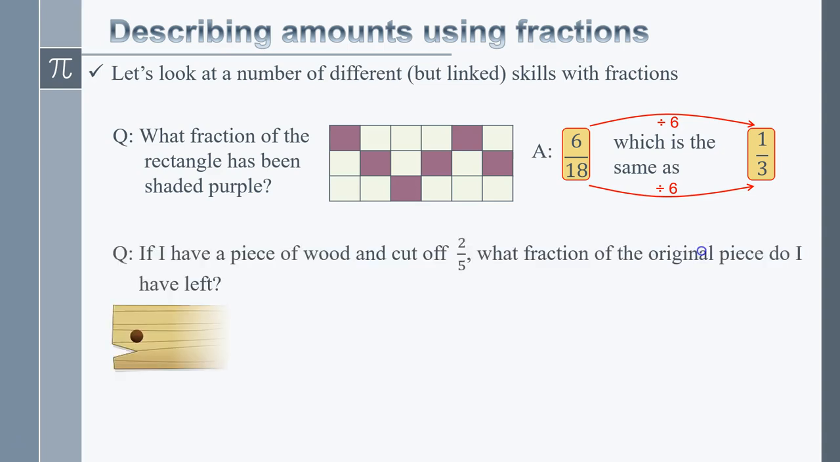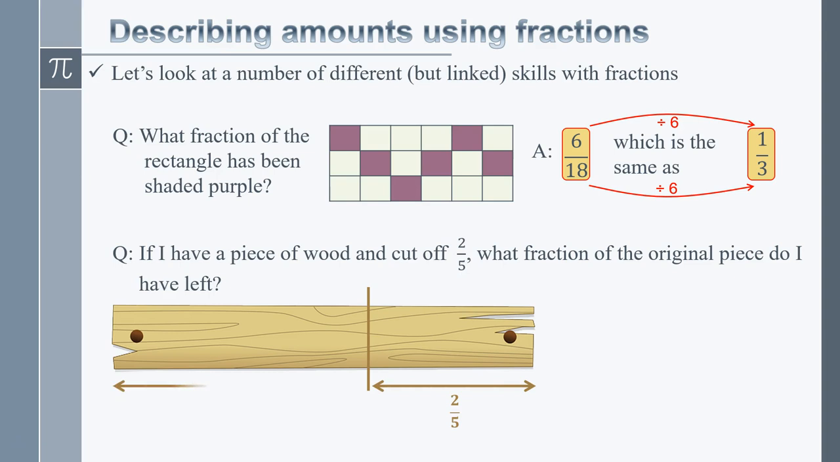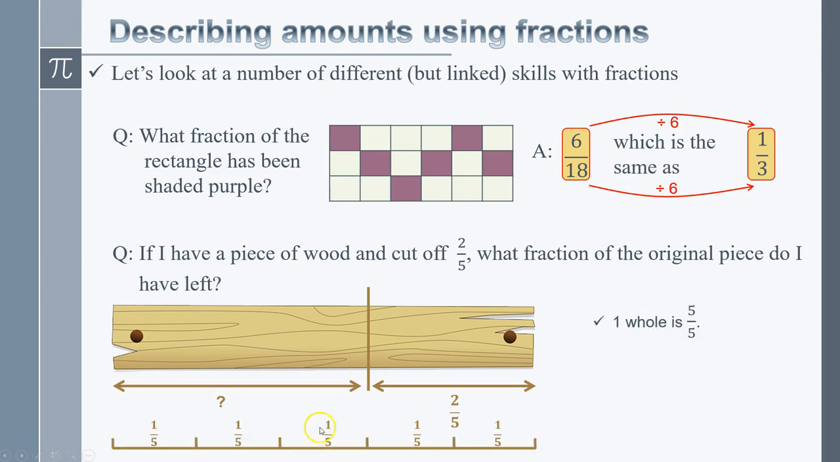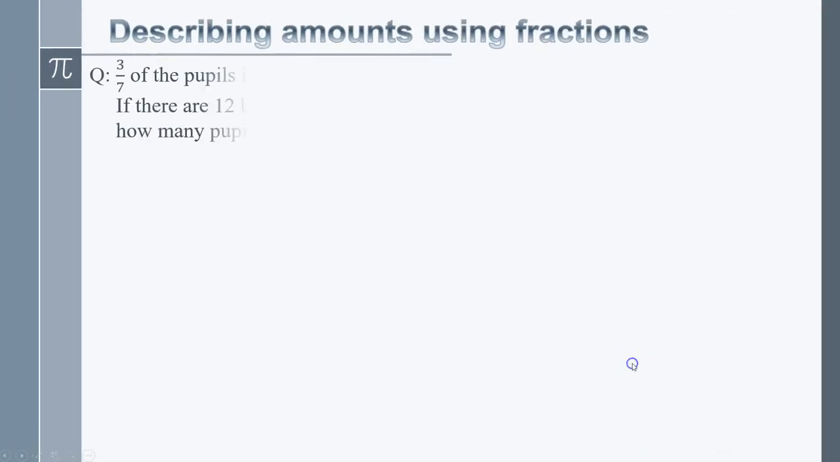On we go. There's a piece of wood, and I've chopped off 2/5. So how much have I got left? This is making sure that you're comfortable with fractions adding up to wholes. One whole would be 5/5. There they all are along the bottom here. Clearly there's my 2/5, so hopefully you're happy that I've cut off 2/5. I'm going to have 3/5 left. 1, 2, 3/5. Okay, moving on.